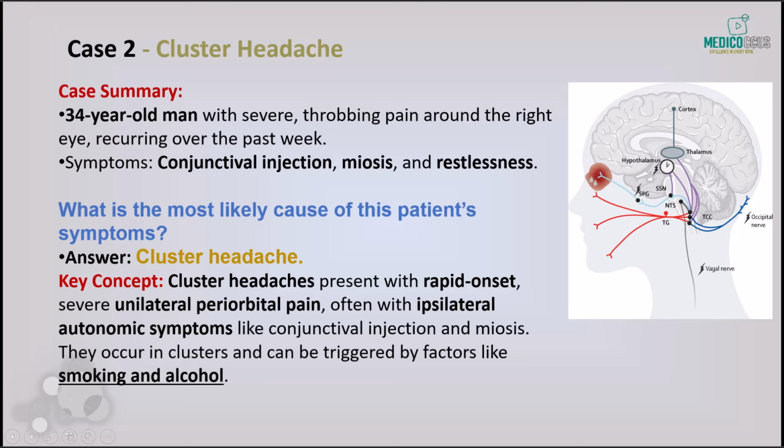Cluster headaches aren't just about the pain. They also come with a whole host of autonomic symptoms: lacrimation, nasal congestion, drooping of the eyelid, and small pupils, which really help distinguish them from other types of headaches.